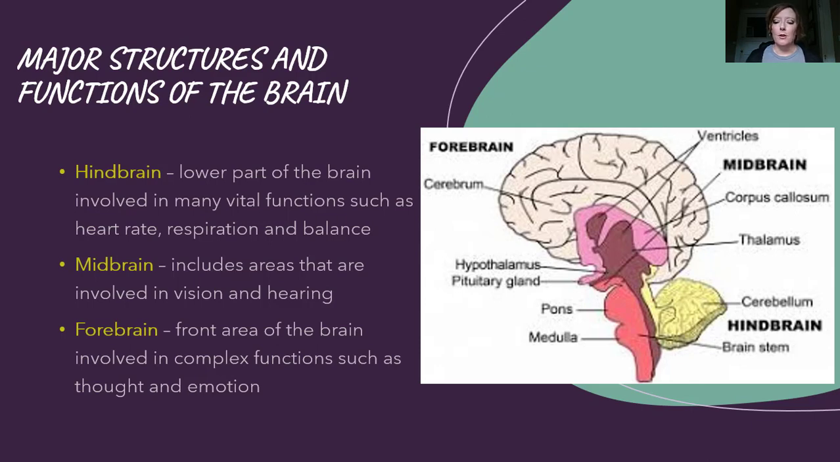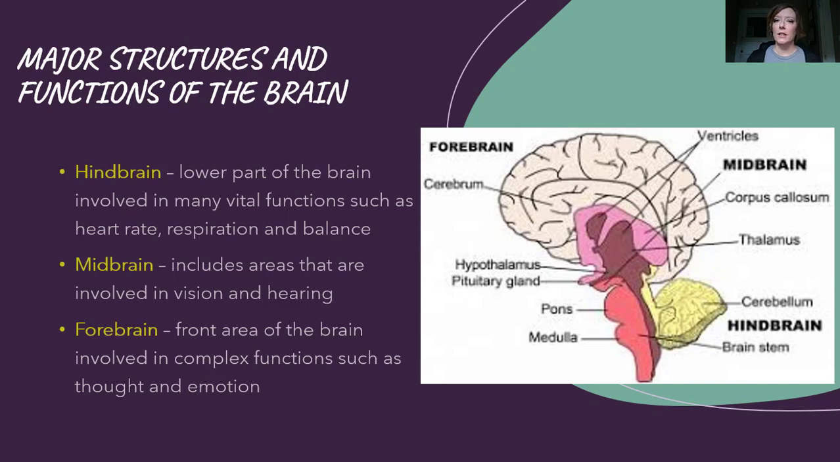Other animals, the smallest animals all the way up to humans, all have a hindbrain basically, and all have those same types of vital functions: heart rate, respiration, balance. Even if there's not a heart, there's some kind of a circulatory system. The midbrain includes areas that are involved in vision and hearing, so we're getting a little bit more complex. Most animals also have some type of vision and hearing, but not all animals do.